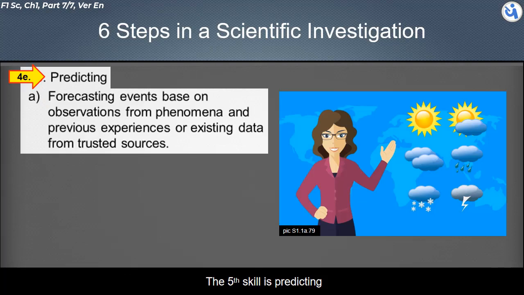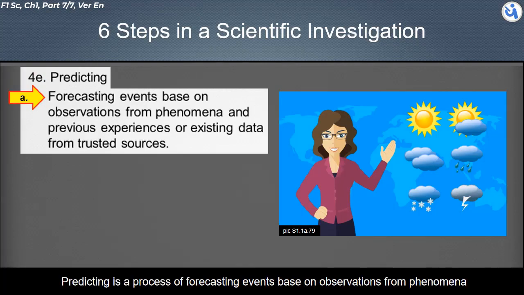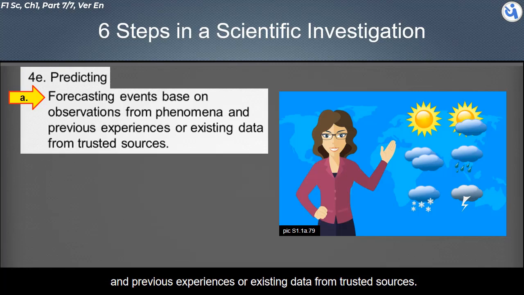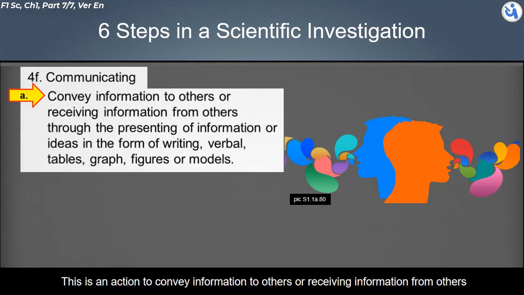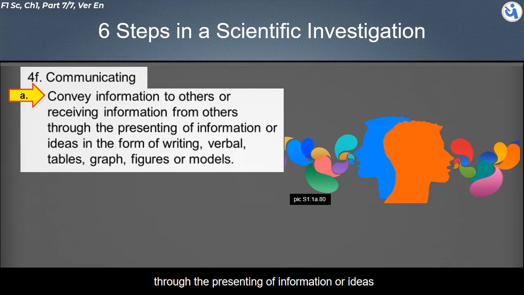The fifth skill is predicting. Predicting is a process of forecasting events, based on observations from phenomena, and previous experiences, or existing data from trusted sources. The sixth is communicating. This is an action to convey information to others, or receiving information from others, through the presenting of information or ideas. It can be in the form of writing, verbal, tables, graphs, figures, or models.